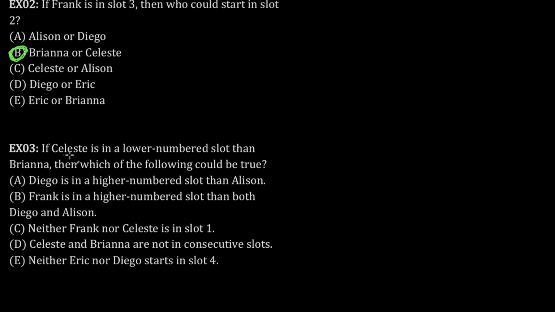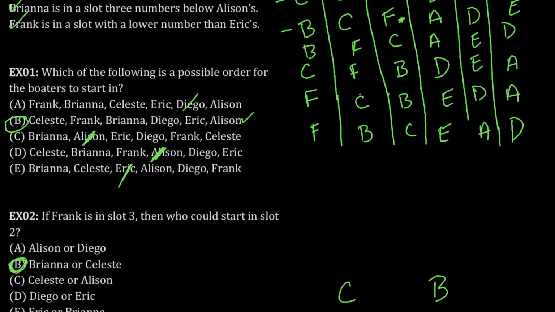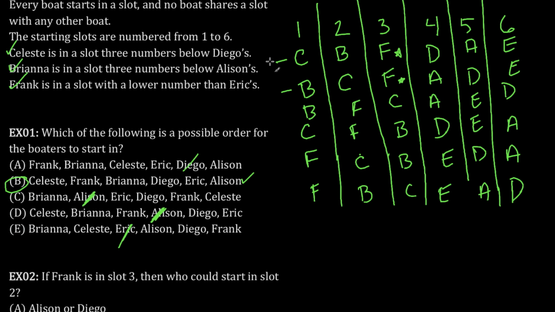If Celeste is in a lower numbered slot than Brianna, which of the following could be true? Okay, so I'm going to find the ones where Celeste is lower than Brianna. I don't know what symbol I'm going to make. I'll put another star, I guess, a larger one. Celeste is not lower than Brianna. Celeste is not lower than Brianna. Celeste is lower than Brianna. So it's these 3. Okay.